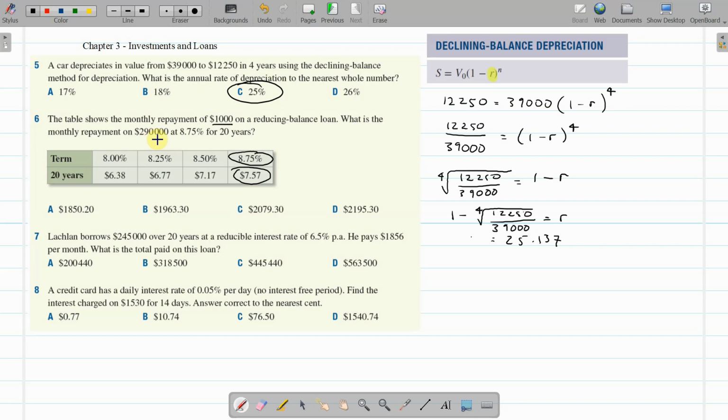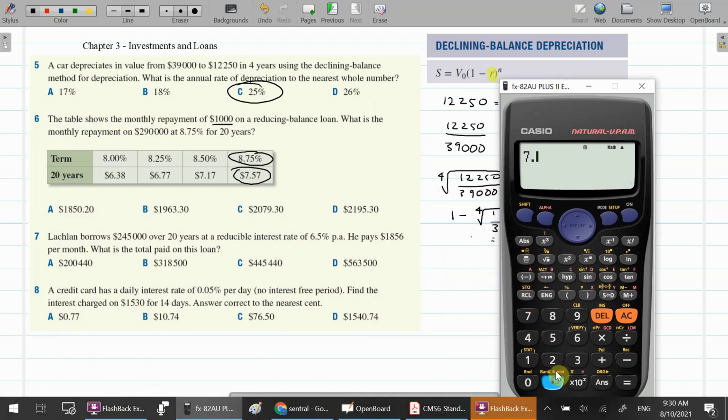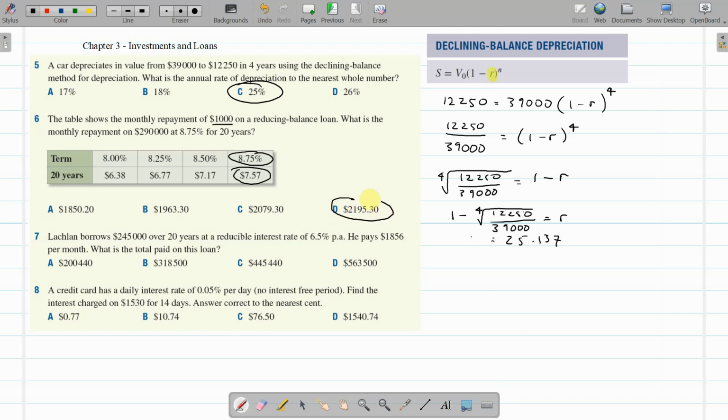So what is it for 290,000? All you do is multiply that, which is for 1,000, times 290 for 290,000. That's all you do for that one. 7.57 times 290 is 219,530. There it is there. So 757 times 290 equals that one. Okay.